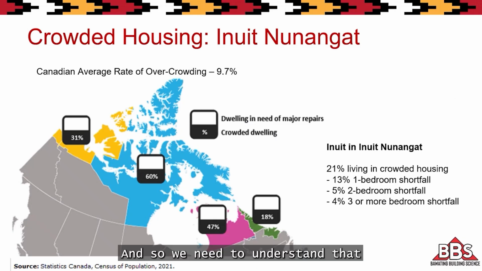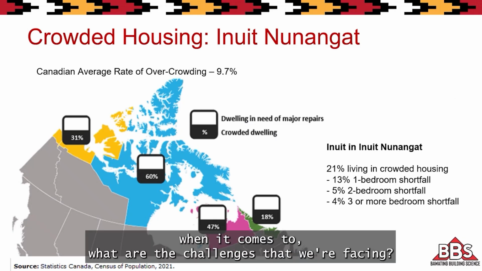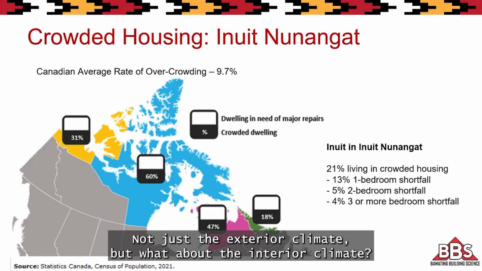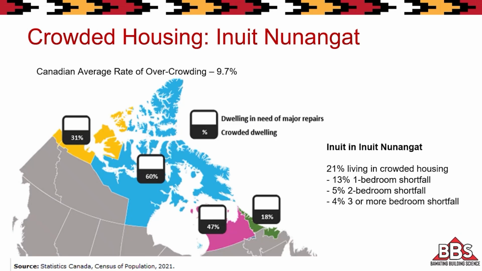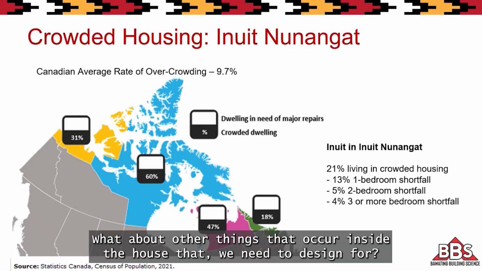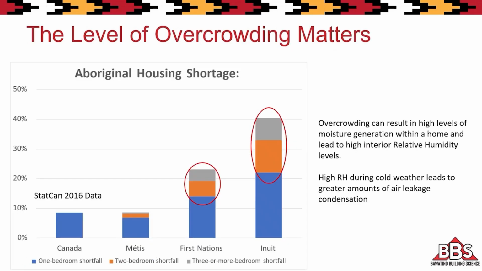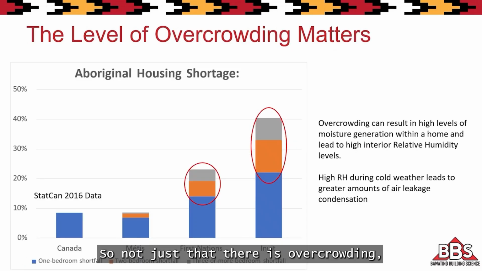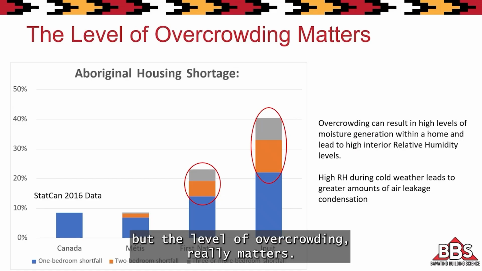And so we need to understand that when it comes to the challenges that we're facing, it's not just the exterior climate, but what about the interior climate? What about wear and tear? What about other things that occur inside the house that we need to design for? So not just that there is overcrowding, but the level of overcrowding really matters.